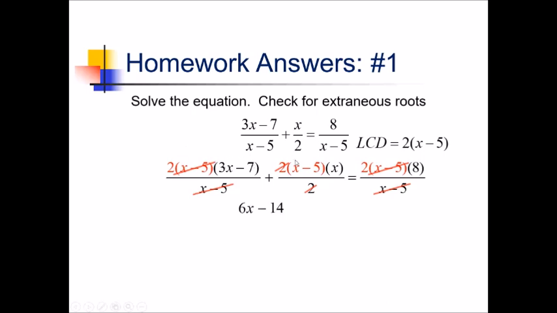Next, I have an x minus 5 times an x. So that's going to be x squared if I distribute that, minus 5x. And over here, I've got a 2 times an 8, giving me a 16 for the equals.